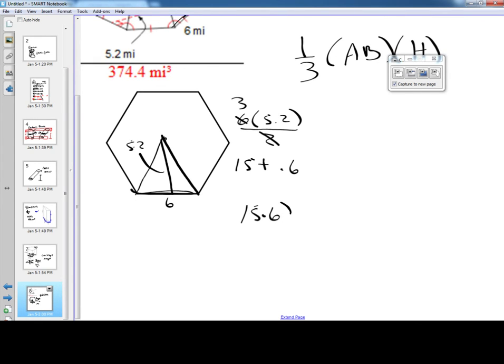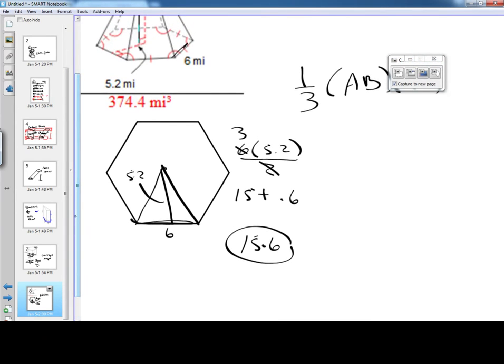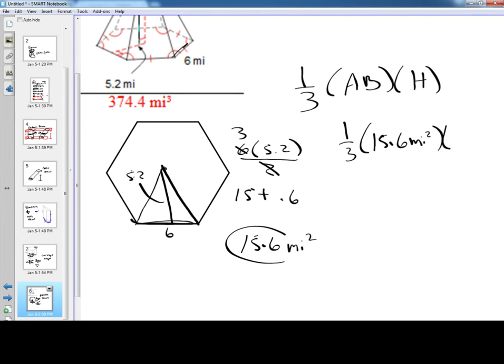So 15.6 is the area of the base, correct? Now watch how this works. This is area, isn't it? So this is 15.6 miles squared. So I've got 1/3 of 15.6 miles squared. And what's my height? 12 miles. 3 goes into 12 4 times. 4 15s is 60. And then 4 times 0.6 is 2.4. Okay, so I've got 62.4. Oh, that's not right at all, huh? You took the area of one triangle.